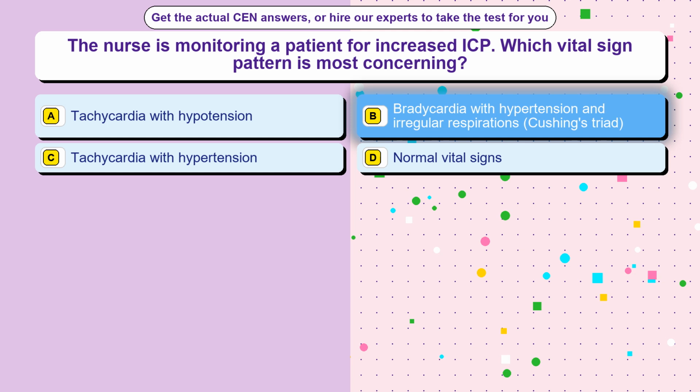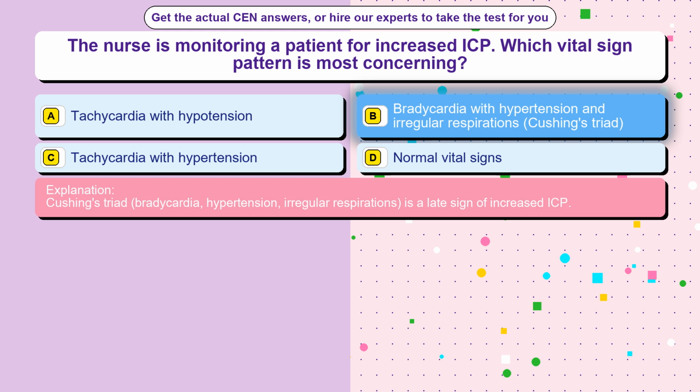The correct answer is option B, bradycardia with hypertension and irregular respirations, Cushing's triad. Cushing's triad, bradycardia, hypertension, irregular respirations, is a late sign of increased ICP.